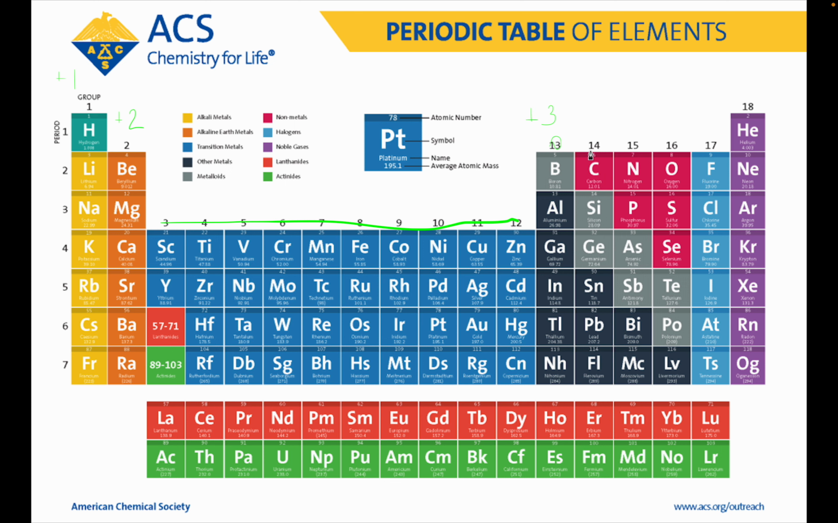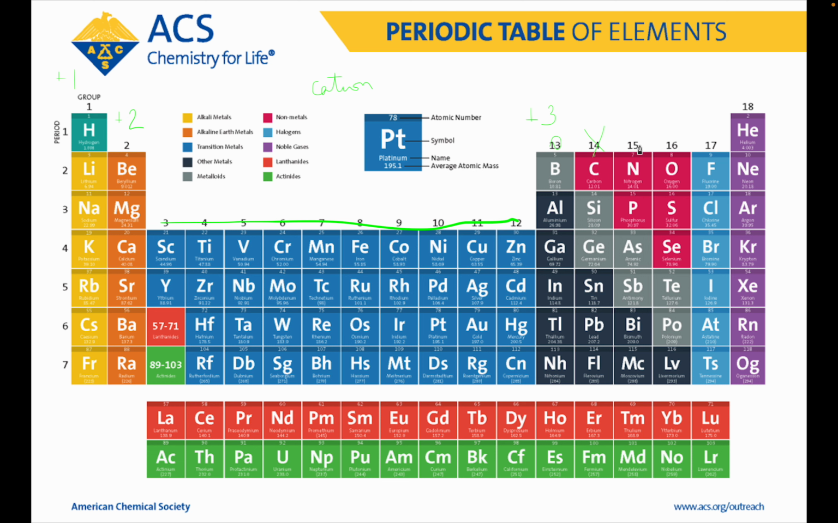In group 14, it takes the same amount of energy to gain 4 or to lose 4 electrons. So things in group 14 do not form ions. Everything in group 1, group 2, and group 13 has a positive charge. So these, if you remember, are called cations. So those are our cations.